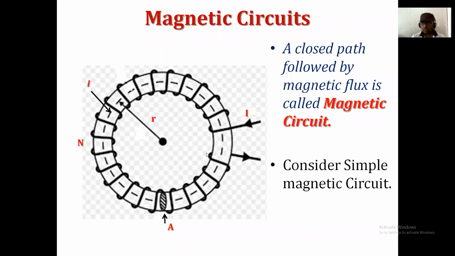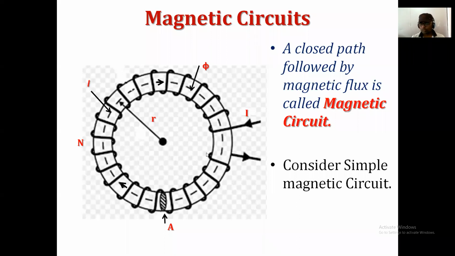And we know that when current is flowing through the coil, definitely a magnetic field is set up, so magnetic flux is flowing, and this is the expected path of that magnetic flux inside the coil. Suppose we assume that the magnetic flux inside the coil is in a clockwise direction. This is the simple magnetic circuit.